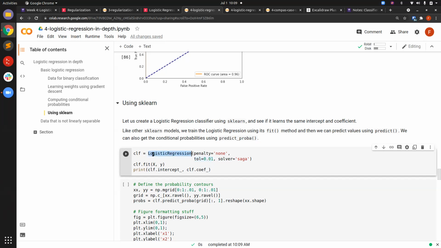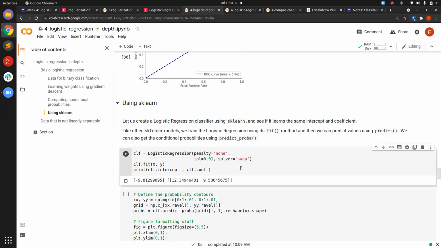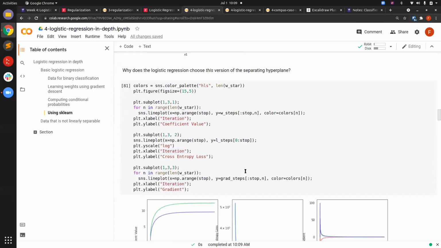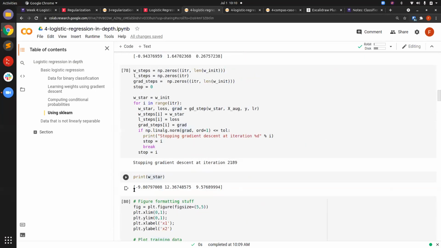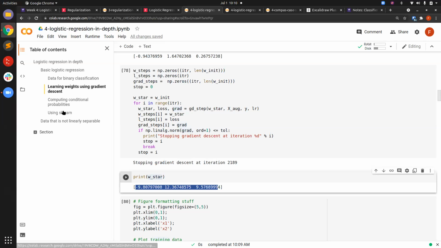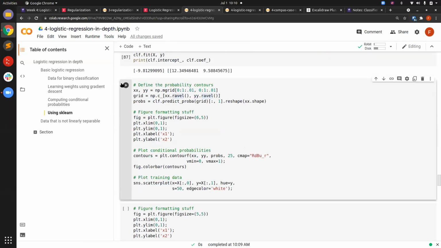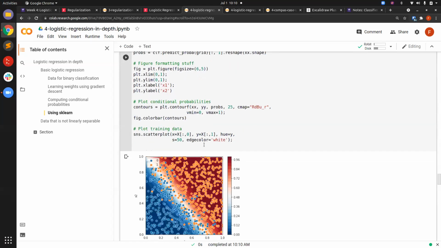Then, just like the others, we can use fit to train the classifier, and we'll pass the X and Y data. In this case, it found the same values as our gradient descent because it's doing the same thing. This is what our gradient descent found. This is what sklearn found. And we'll have the same probability contours.